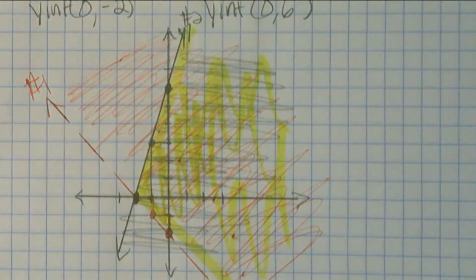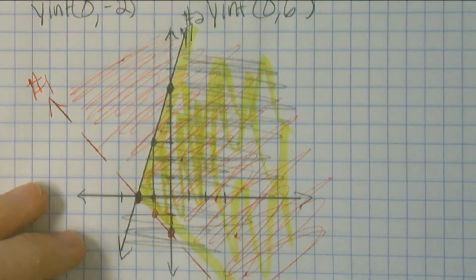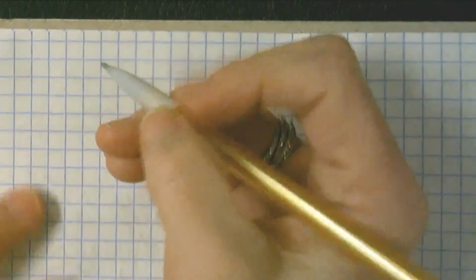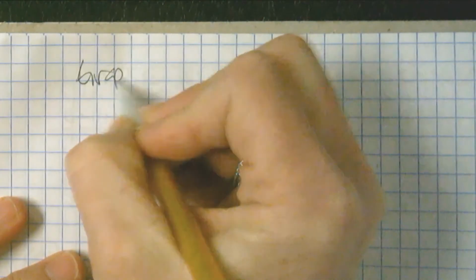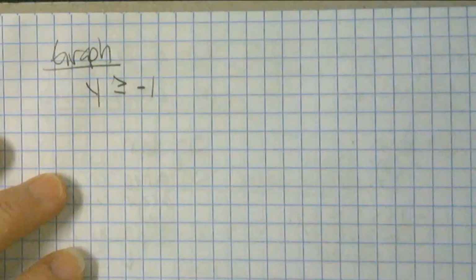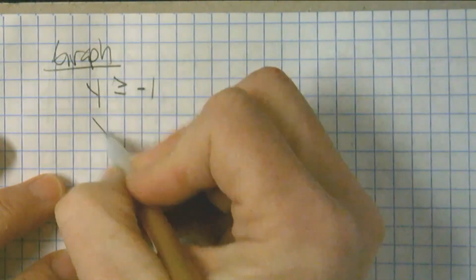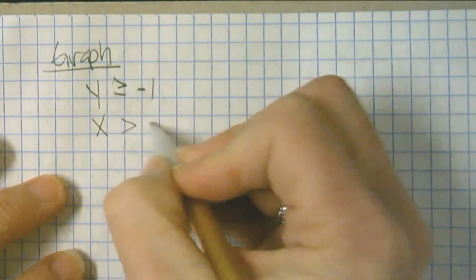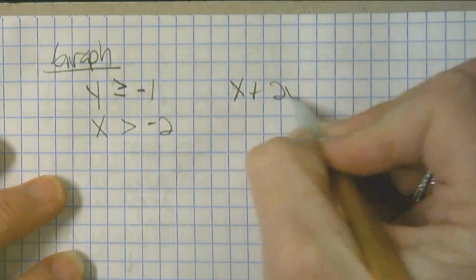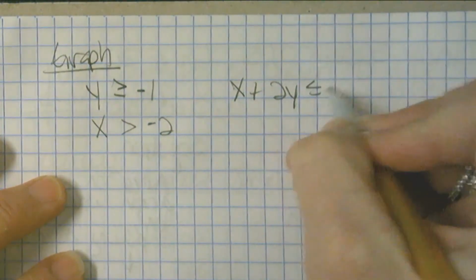You guys cool with that? Okay, I want to give you guys another one. So I want you to graph y is greater than or equal to -1, x is greater than -2, and then x plus 2y is less than or equal to 4.